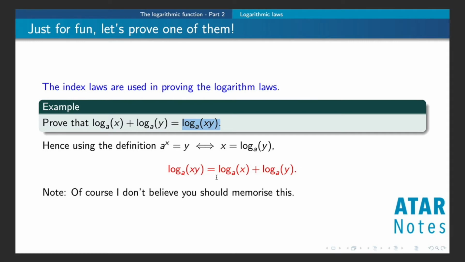Now, keep in mind that obviously I do not expect you to memorize this, and I don't believe QCAA should either.